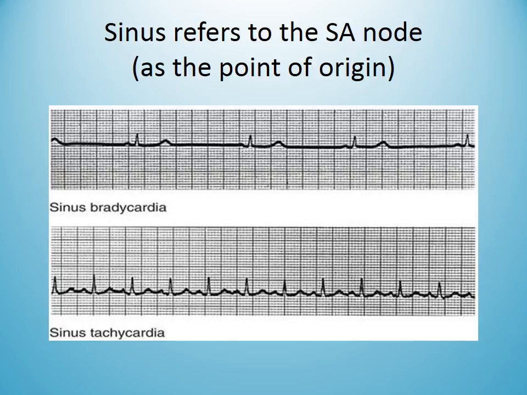This here is an ECG showing you bradycardia and tachycardia. Sinus just refers to the SA node, so it's the point of origin. Bradycardia means a slow heartbeat, so you can see at the top, on this ECG, there's quite a bit of space in between the PQRS-T waves, and that's because the heartbeat is much slower, whereas on the bottom one, there's a lot less distance in between those PQRS-T waves, and that's because the heart is beating faster.